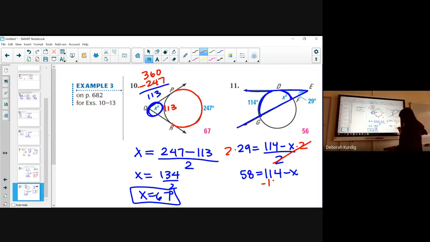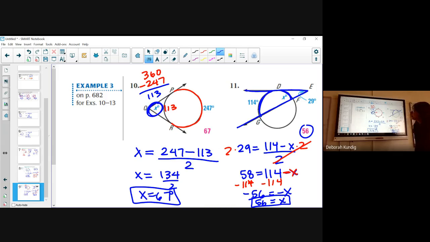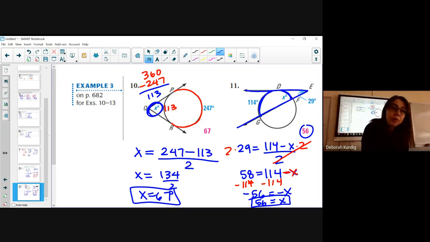Next step is to subtract 114, and it's going to give me a negative number, which is okay because I have this negative X on the side. So 58 minus 114 is negative 56, which is equal to negative X. Divide both sides by negative 1, or multiply both sides by negative 1. And X is equal to 56. And that's it. Okay, so that concludes 10.5.